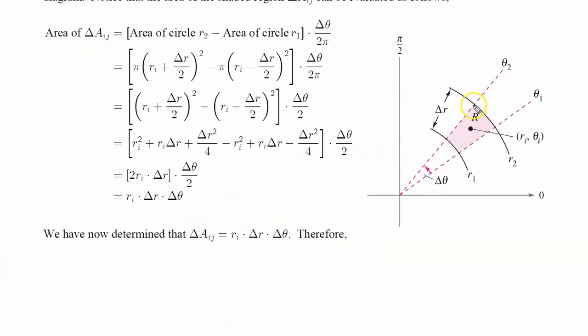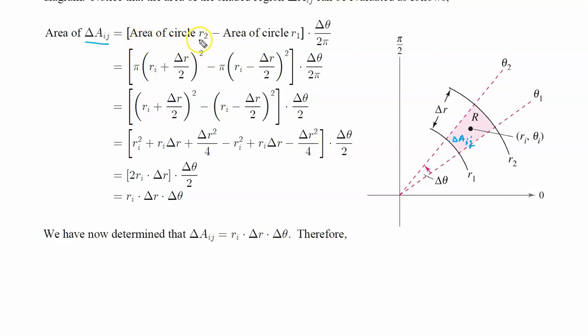Now right here we have a blown up image of the region delta A sub ij. That's the pink shaded region right here, and we want to determine its area in terms of delta r and delta theta. Okay, so to do that, let's note this. The area of that region can be written like this.